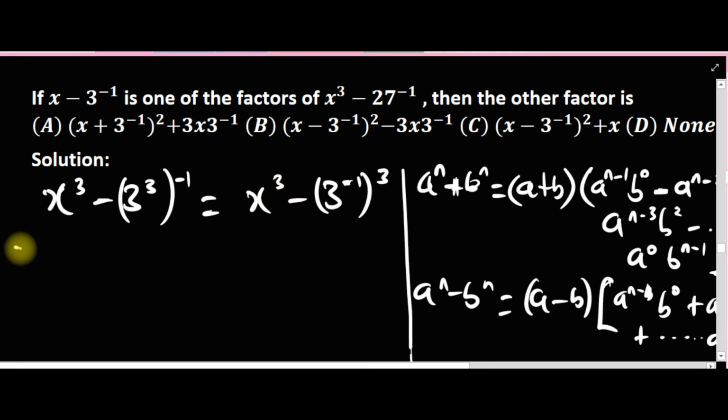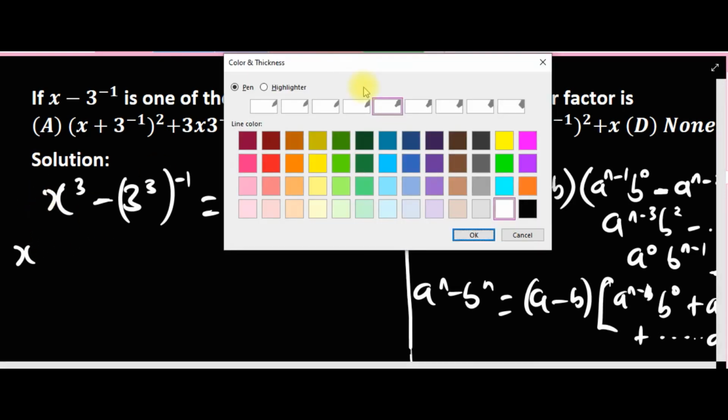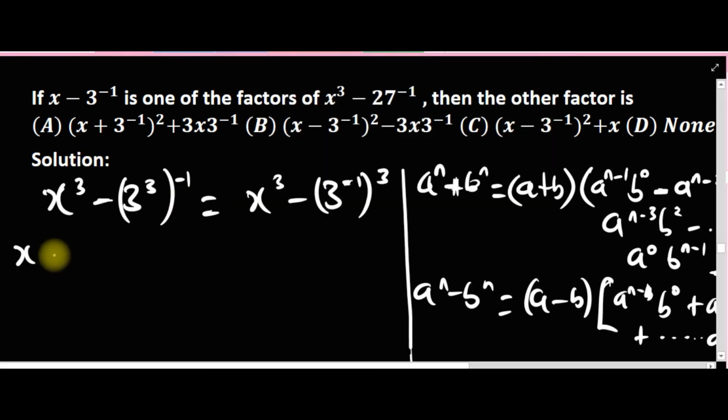So this is x cubed minus... okay, let's factor that. The first factor is now x minus 3 to the power minus 1. As my a is x, my b is 3 raised to the power minus 1. So remember, it's plus, it's minus, so plus all through.